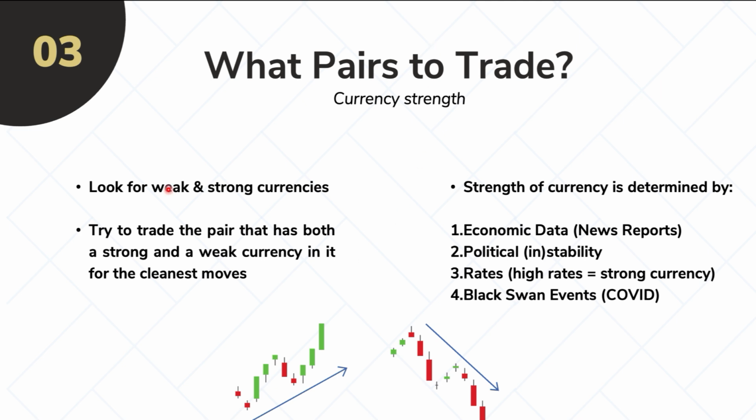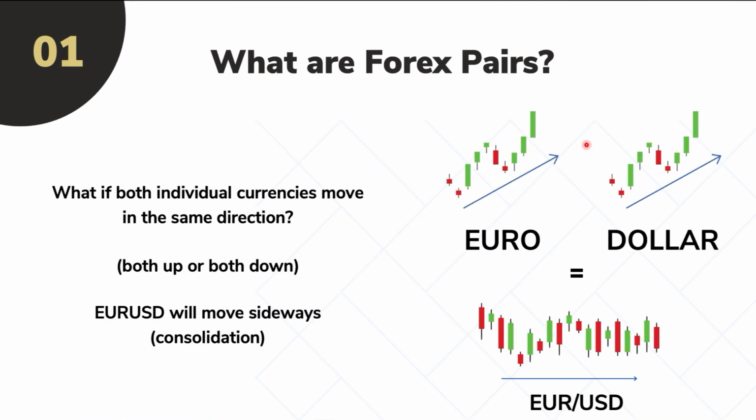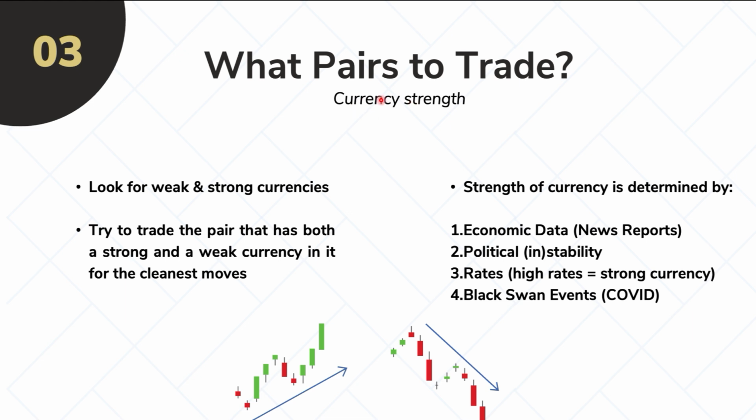And if you, for example, choose two weak currencies, so for example, both the euro and the dollar are weak, then you have the same result as you had in that previous slide. Like here, when you have two currencies that go the same way, then you have sideways movement. You don't want sideways movement. You want big trending moves up or big trending moves down. So look at the individual currency strength.